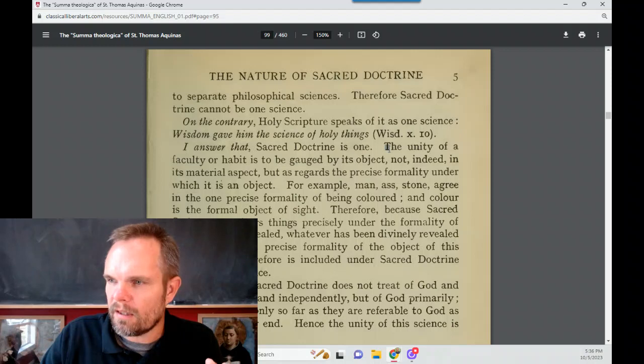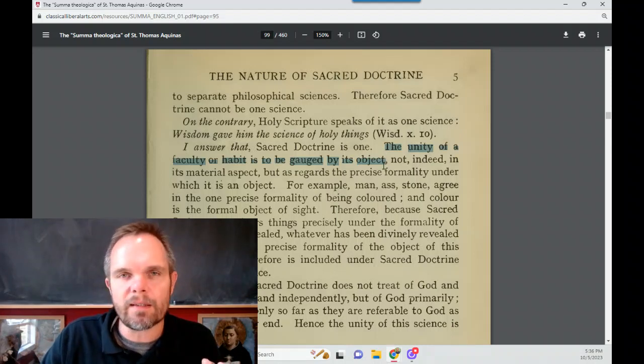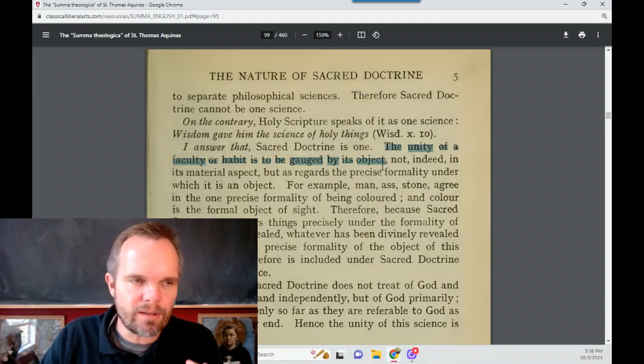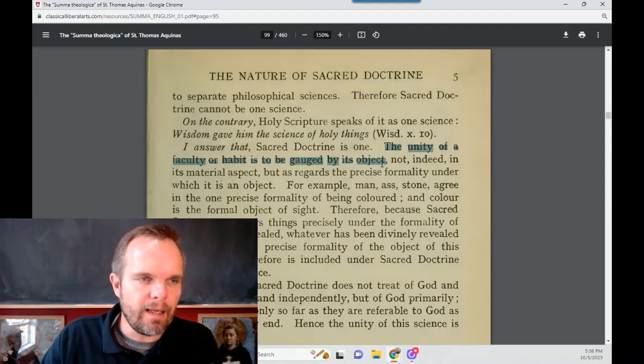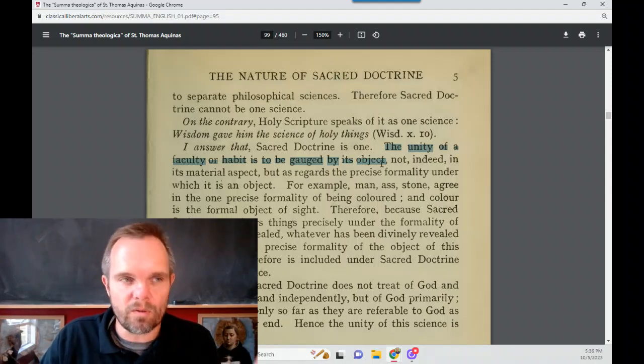The unity of a faculty or habit is to be gauged by its object. Whether a science is one, as we ask here, is determined by whether its object is one. That's the principle. He then asks, well, with respect to sacred doctrine or theology, does it have one object? The answer is yes. Sacred doctrine has one object. Therefore, sacred doctrine is one science.